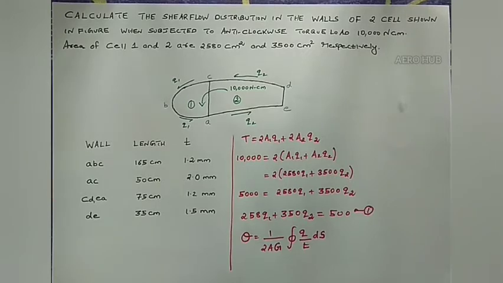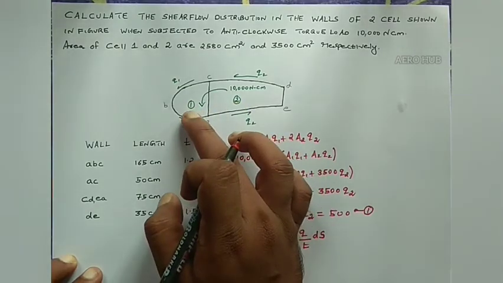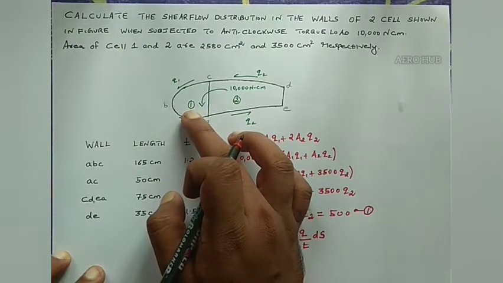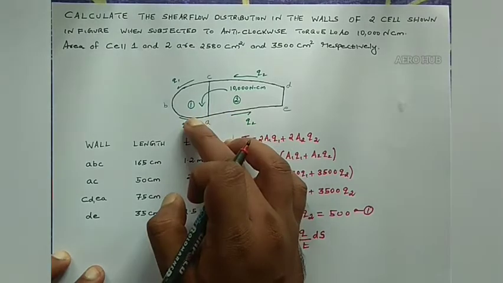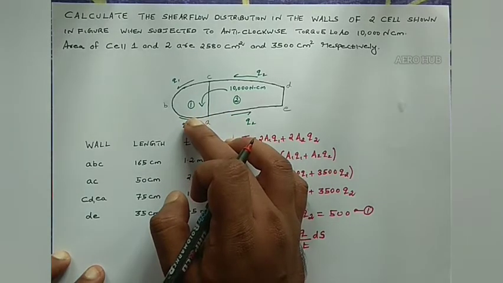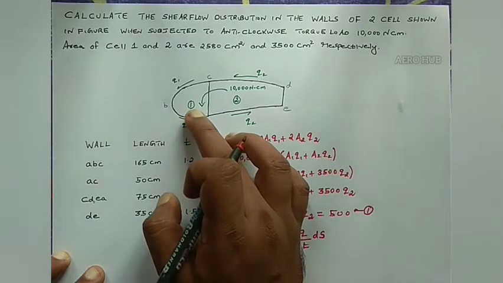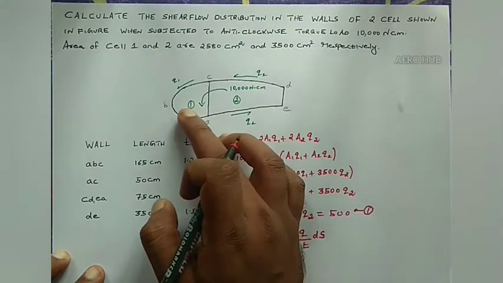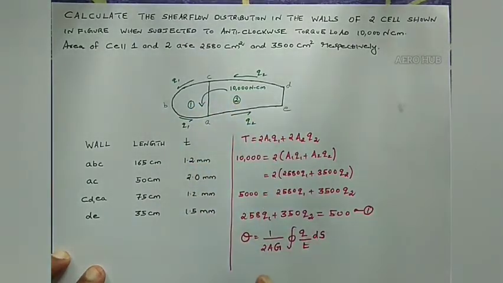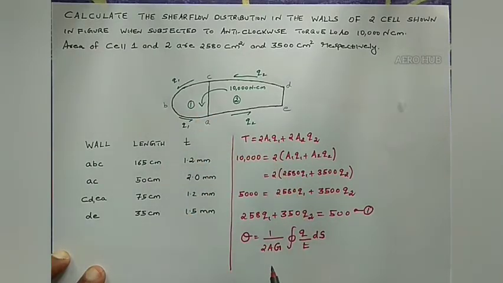Now you have to understand, we have cell 1 and cell 2. So we have to find the angle of twist, or twist rate, theta 1 for cell 1 and theta 2 for cell 2. We have to use the compatibility condition, that is, we assume that the angle of twist theta 1 should be equal to theta 2. Then we can find the shear flows Q1 and Q2. You will understand while doing the problem. First of all, we have to find the value of theta 1.